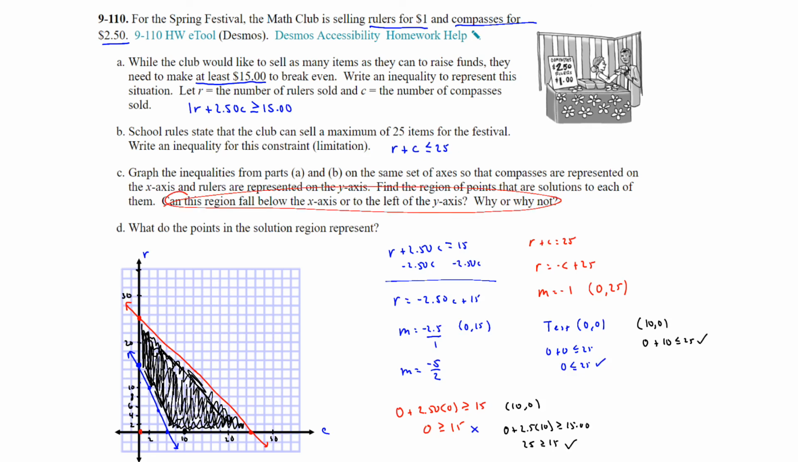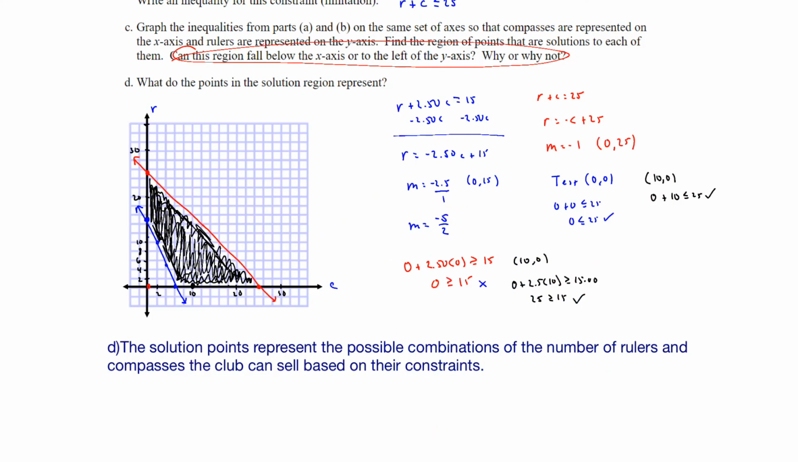And then, what do the points in the solution region represent? The answer to part D is something like: the solution points represent the possible combinations of the number of rulers and compasses the club can sell based on their constraints. So they have some constraints on the number they can sell, and also they need to at least make $15 to break even, and even more than that to make a profit.